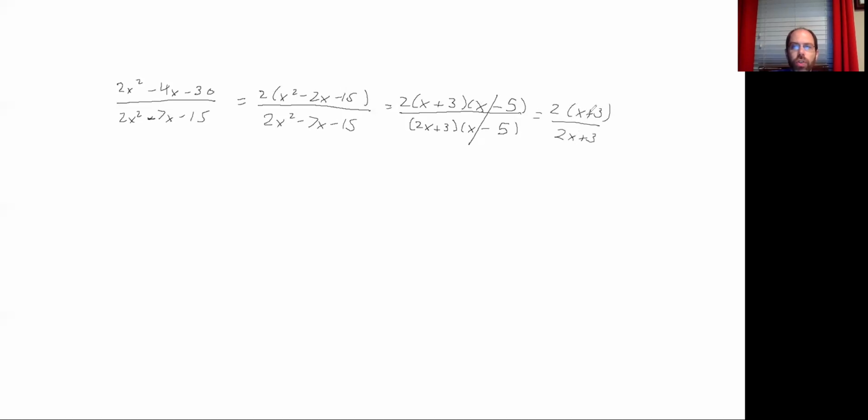If I wanted to distribute this 2 right here, I could distribute the 2 at the top and say 2x plus 6 and leave my denominator as 2x plus 3. This would actually be a better final answer. It looks a little less confusing than this, but the point is this large and long and complicated looking expression right here can actually be expressed like this, which is much simpler and a lot easier to work with.